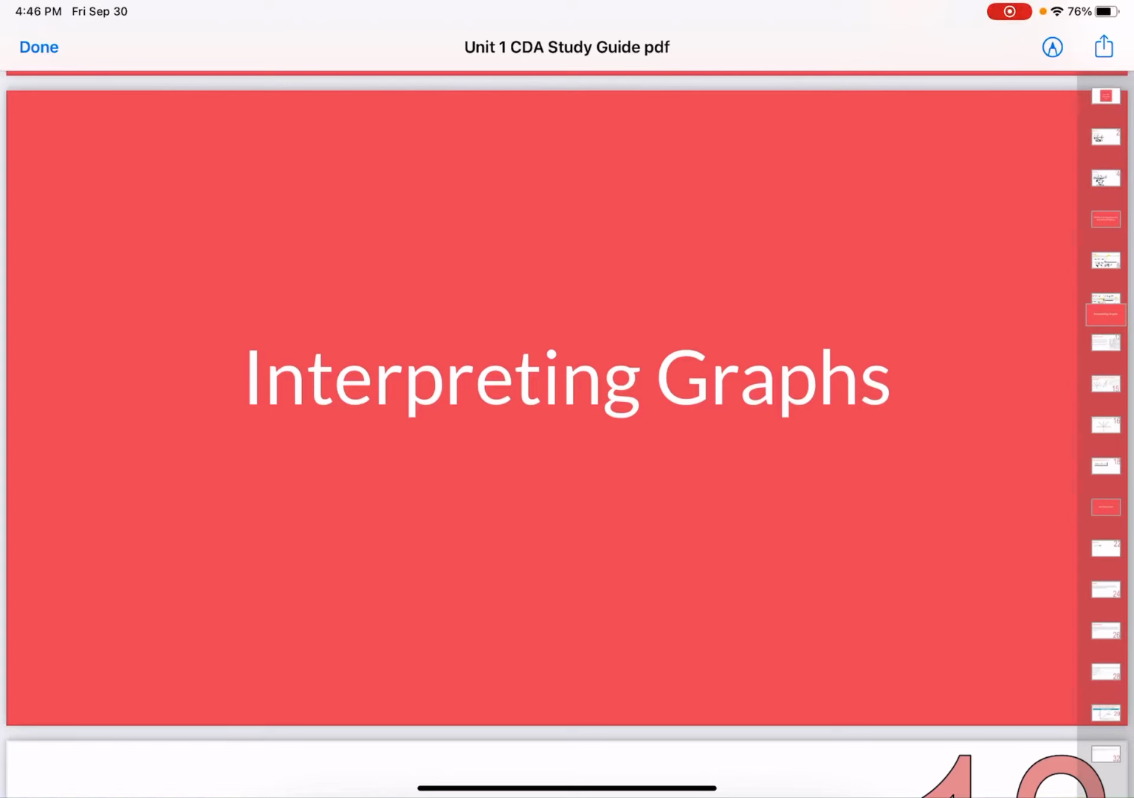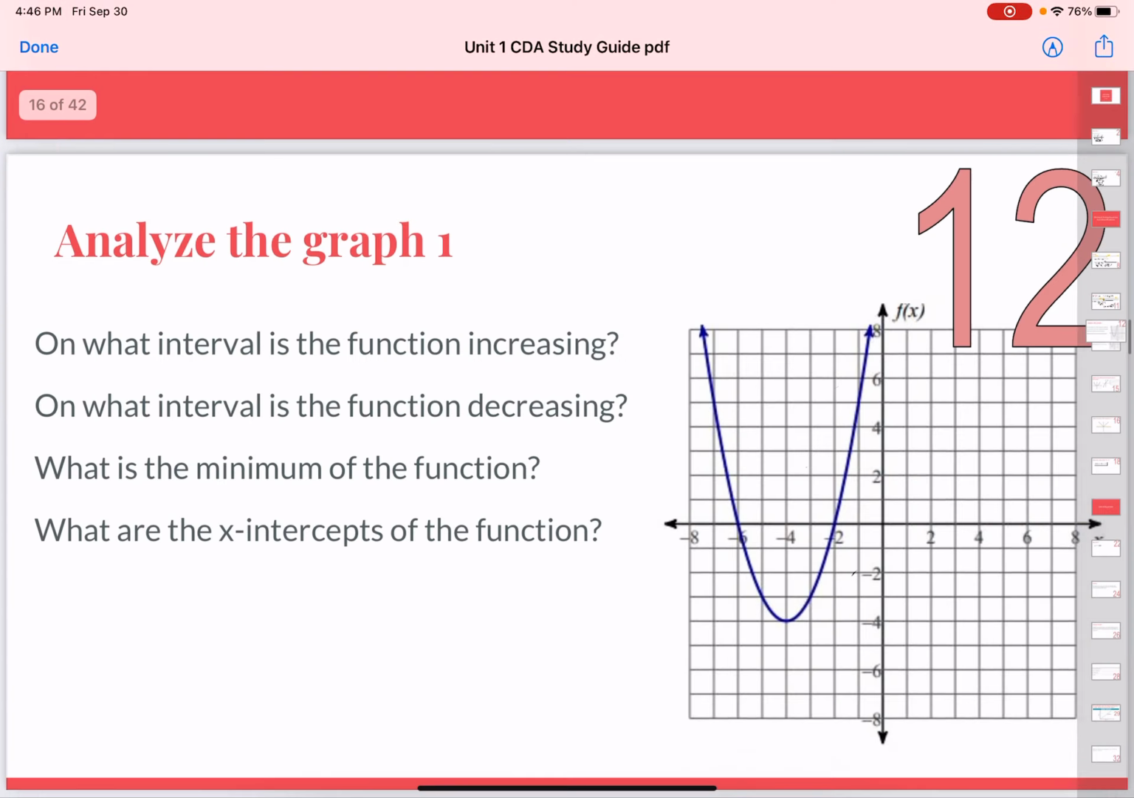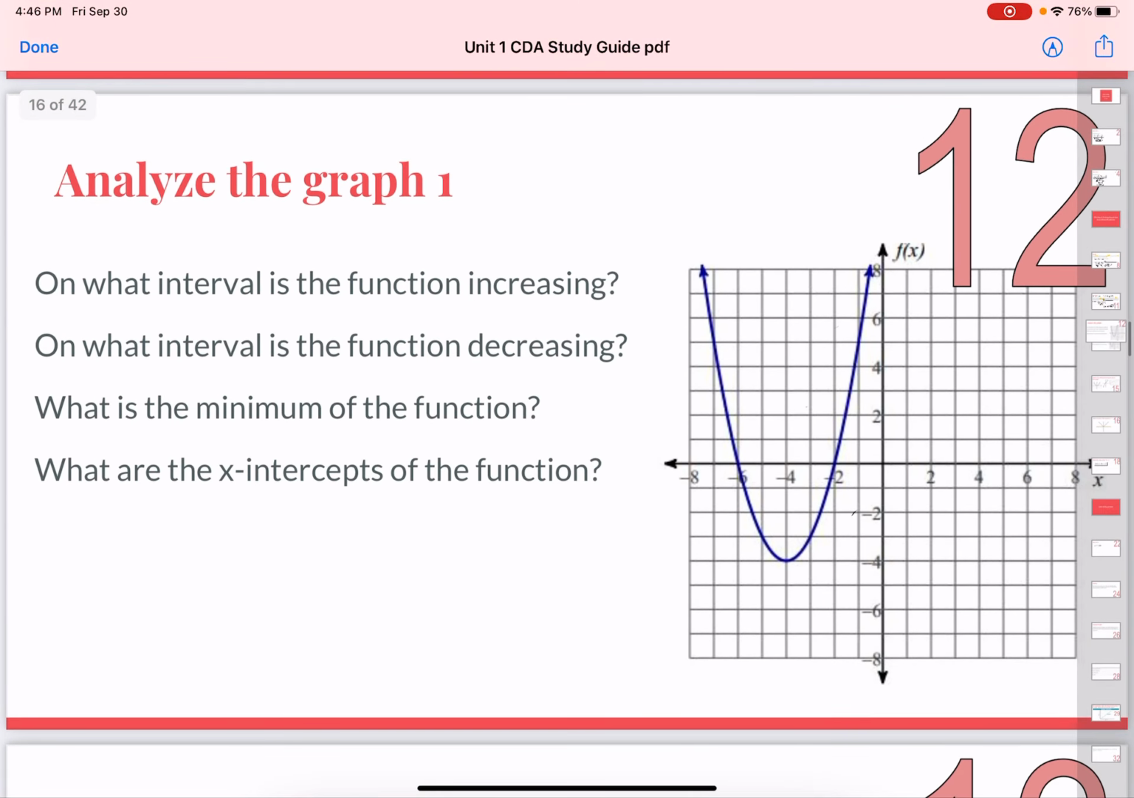Now we're going to go through interpreting graphs. So here's this first graph. It asks what interval is the function increasing? So it already tells us that it's a function. We can see that because it passes the vertical line test. But first it asks, where is it increasing?